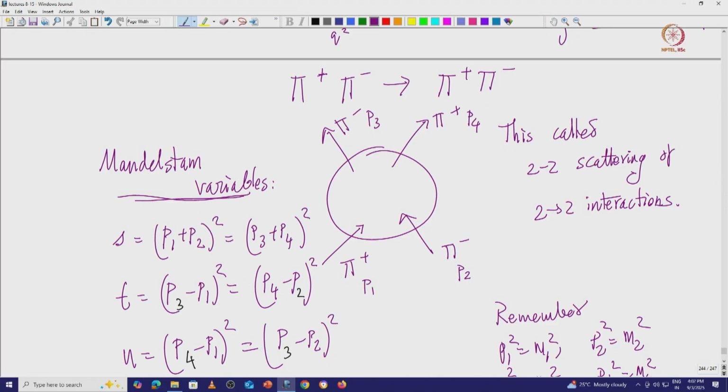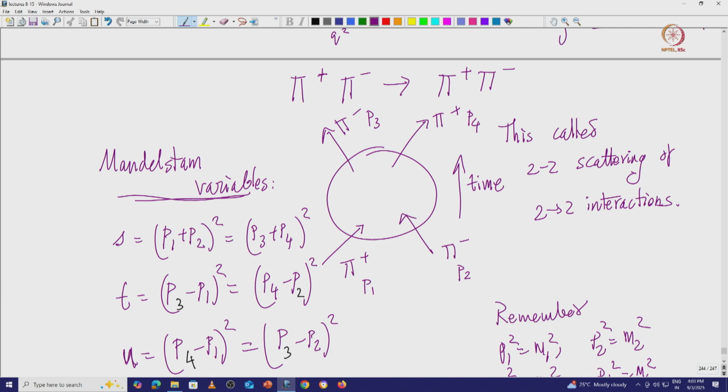The second one is P3 minus P1, one outgoing with one incoming. I think I made a mistake in the previous lecture saying that it is P2 minus P1 in the notation, but it is P3 minus P1 whole square, which is equivalent to P4 minus P2 whole square, because the time direction is in this direction. The opposite, which is P4 minus P1, is called the U channel. These three are the three Mandelstam variables.